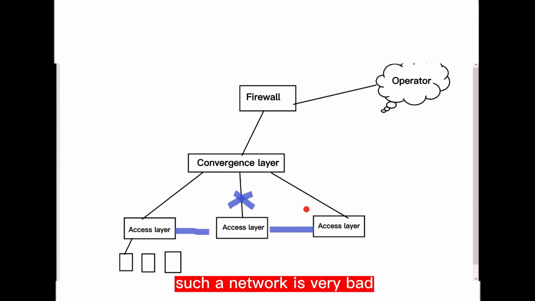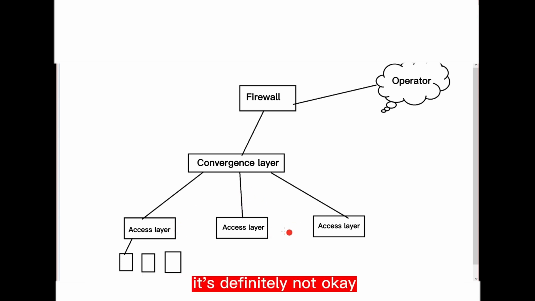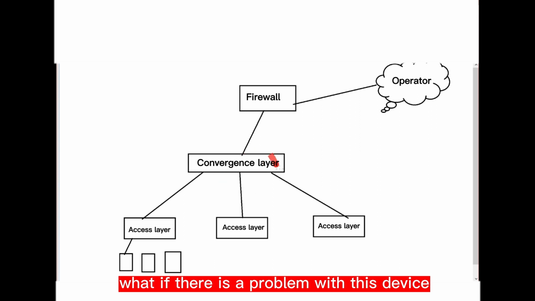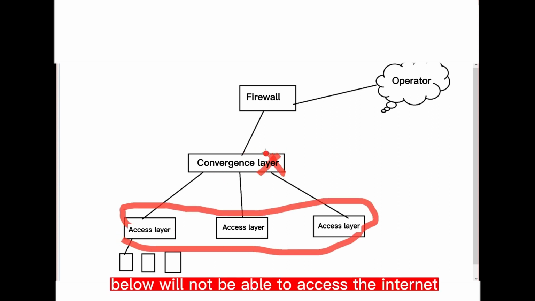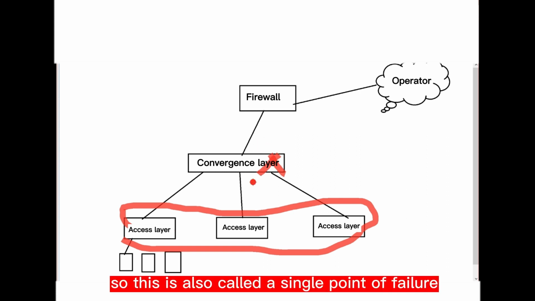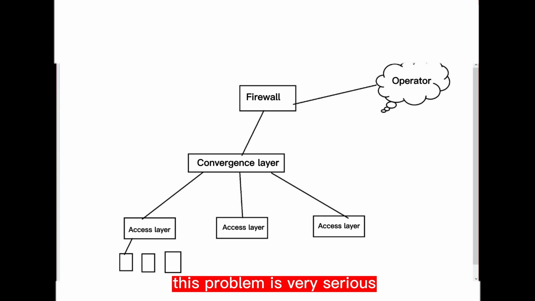Such a network is very bad. If you see a network like this on a person's project, it's definitely not okay to go to an interview like this. What if there is a problem with this device? The 3 floors below will not be able to access the internet. So this is also called a single point of failure. This problem is very serious.